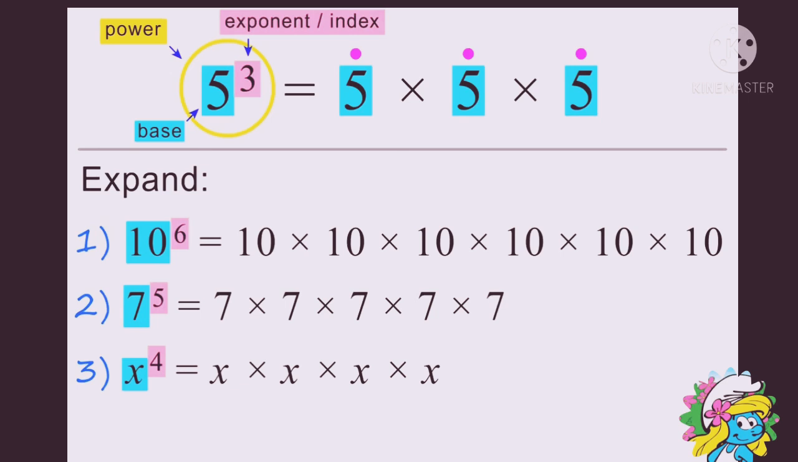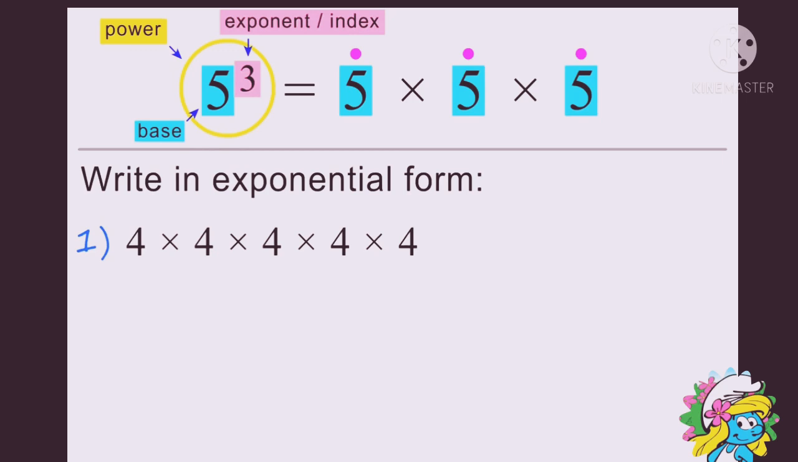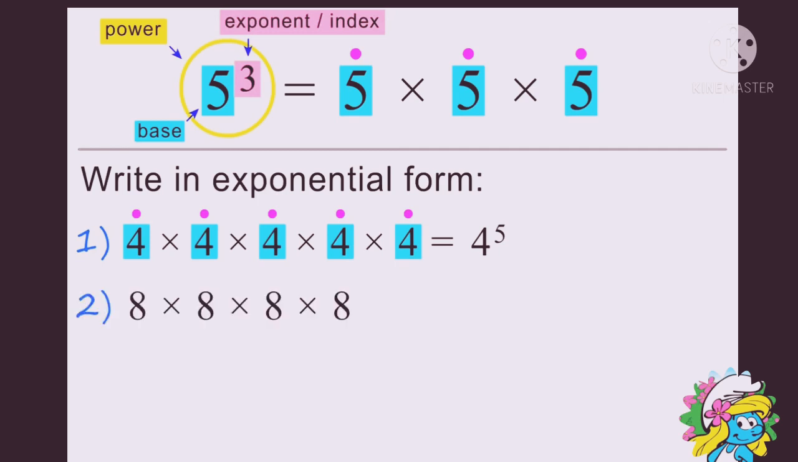Please pause if you need to. You can also be asked to do this the other way around. In other words, where we need to write the expanded form in exponential form. The base is the number that is being multiplied by itself, and the number of times it is multiplied gives the exponent. Please pause and try the next one on your own first.